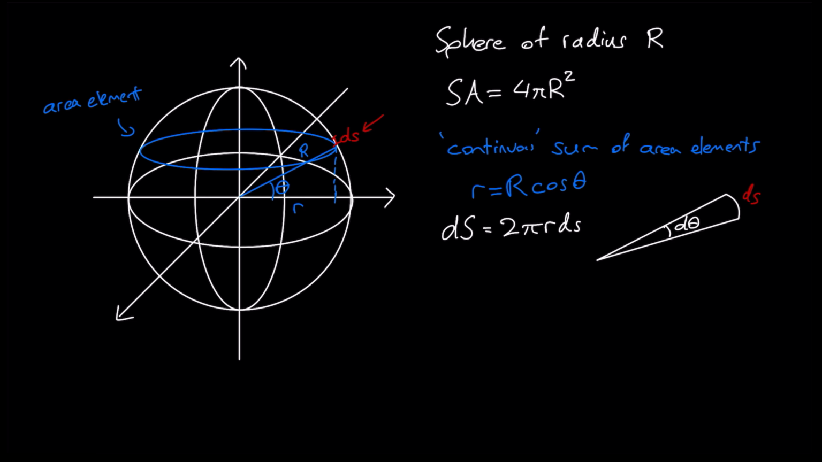And of course, because this ds is along the surface of the sphere, this is radius r. And this is also radius r.